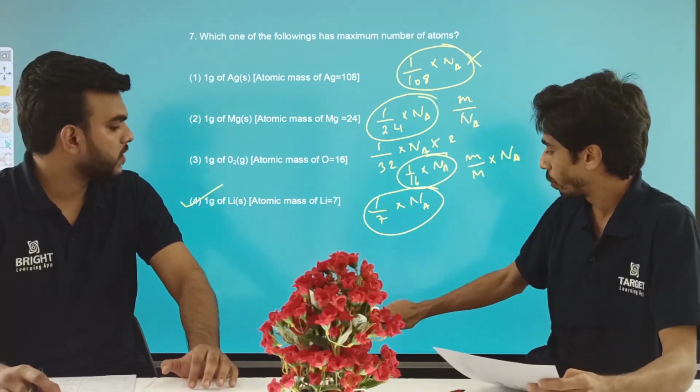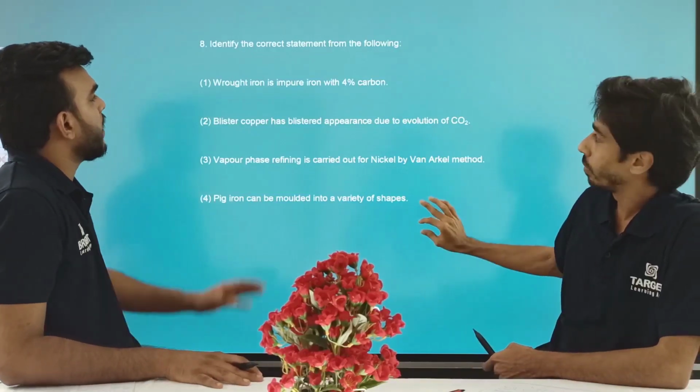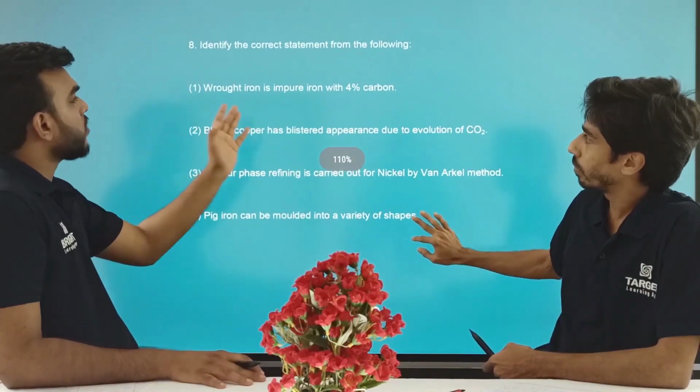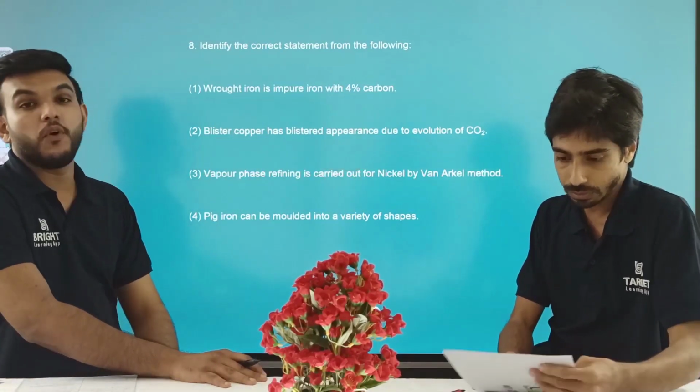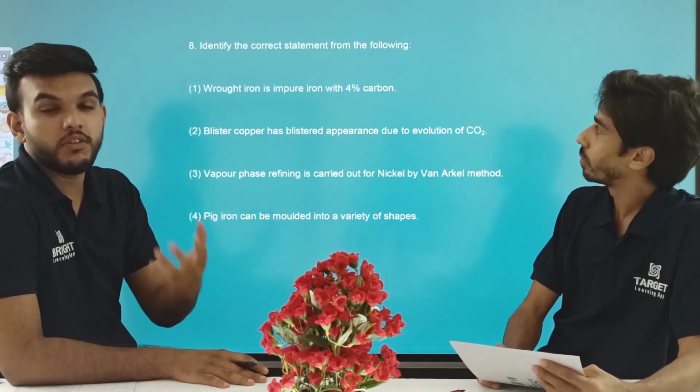So we can go on to the next question. Identify the correct statement from the following. You are given that wrought iron is impure iron with 4% carbon. Actually, you have to find the correct statement of the following. This is not a correct statement.